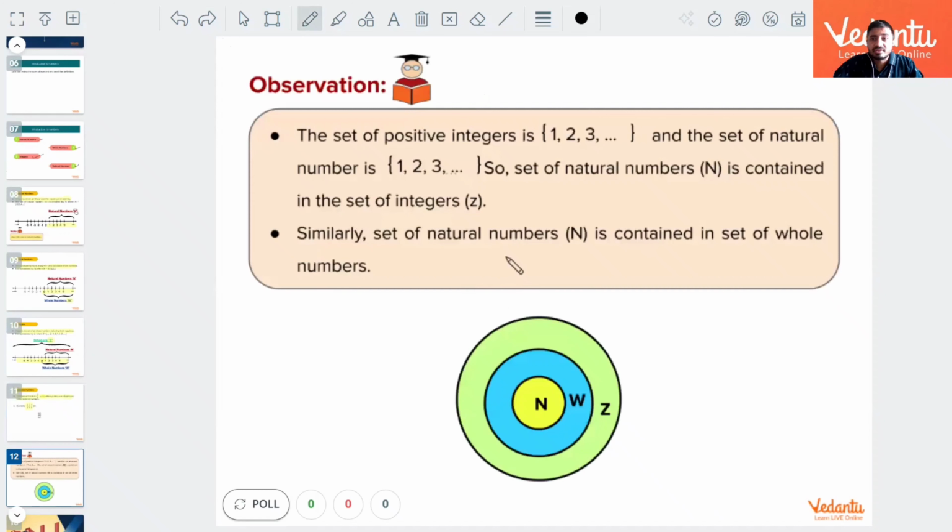Let us see by using a Venn diagram. All natural numbers are included in whole numbers, and all whole numbers are included in integers. So the set of natural numbers is contained in the set of whole numbers, and the set of whole numbers is contained in integers. Clear? Venn diagram is clear to each and everyone?